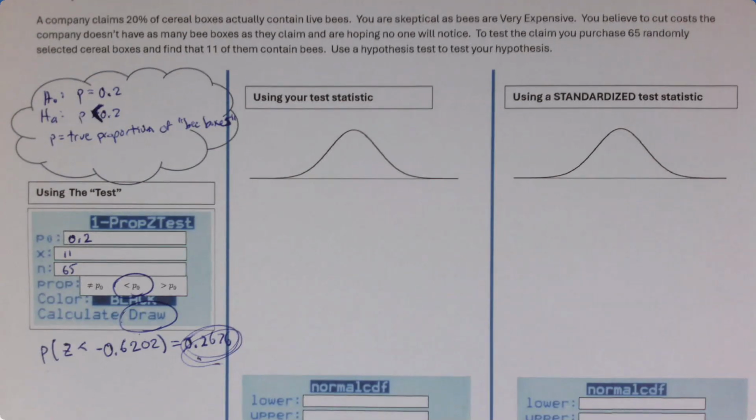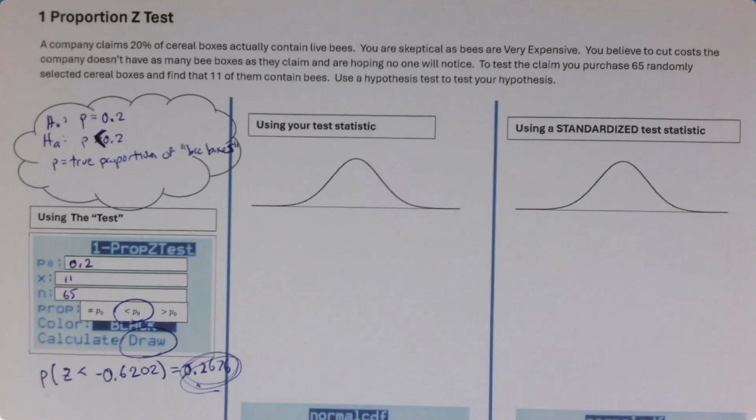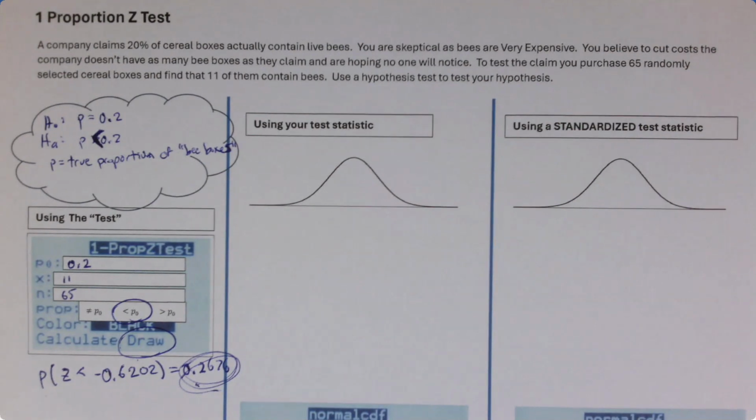Hello, welcome to the second video for how we can find p-values for a one proportion z-test. In the first one, we used a menu. In the second one, we'll calculate our test statistic. That is the statistic about our sample that we want to test.